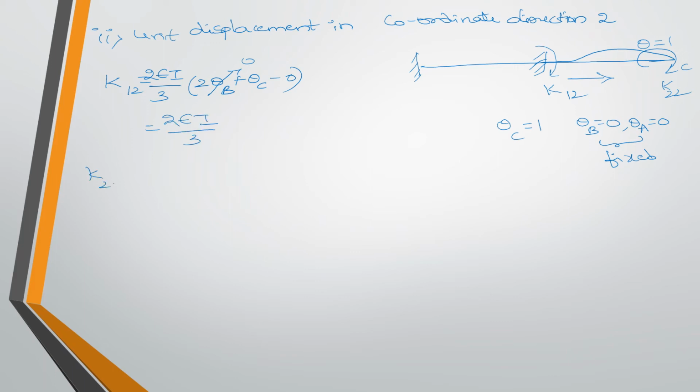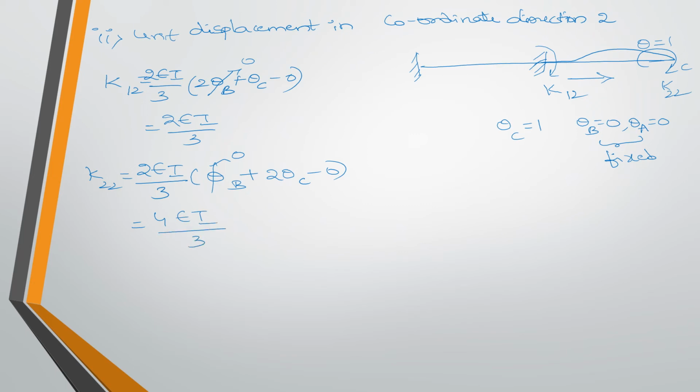And similarly calculate K22. Here from C to B, 2EI by 3 again, but theta B plus 2 theta C minus 0. So here this is 0. Then we'll get K22 as 4EI by 3.